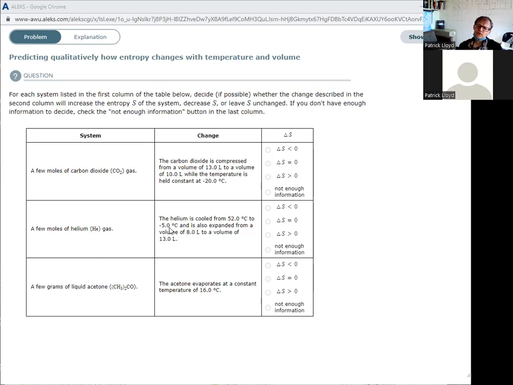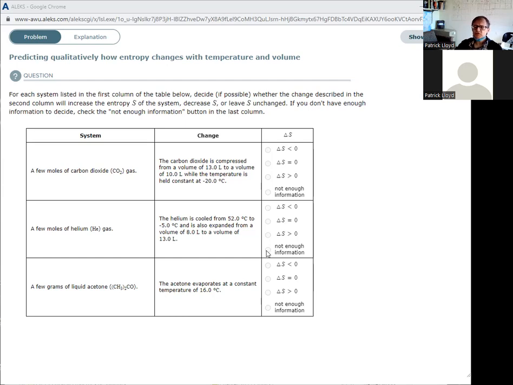So if you cool something, the entropy should decrease. But what does it say here? It says the volume's increasing. We're expanding the gas. So that's contradictory, right? We're increasing the entropy if the volume goes up, but we're decreasing the entropy if the temperature goes down. So really you can't tell. You'd have to do a calculation on that, which we're not doing in this problem. So that's not enough information, right? If the two factors are going in the opposite direction, you can't really tell which one's going to dominate here.